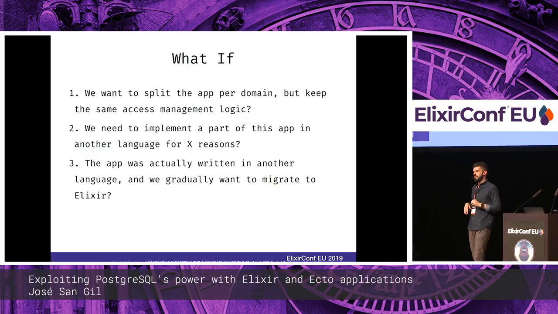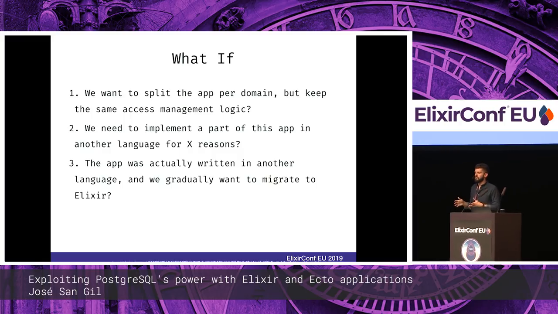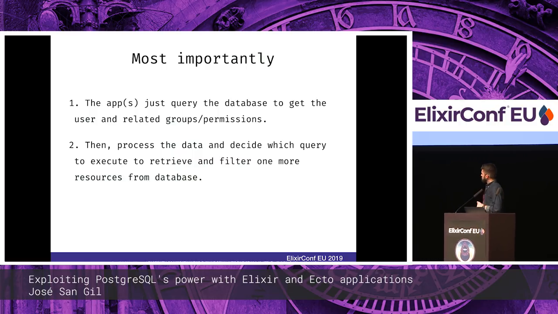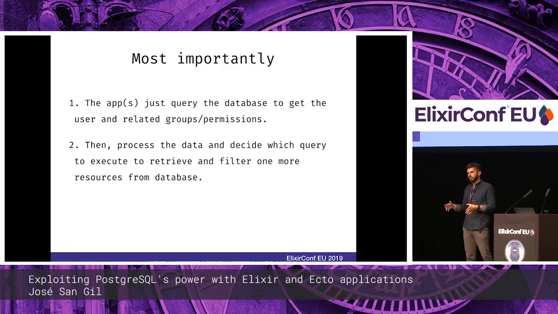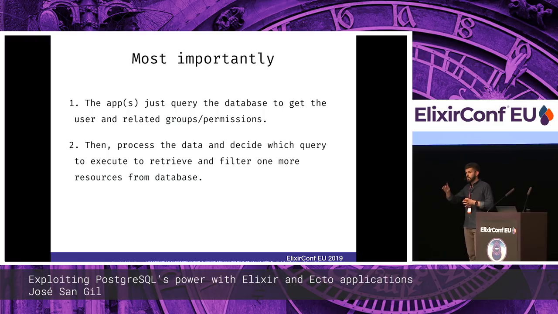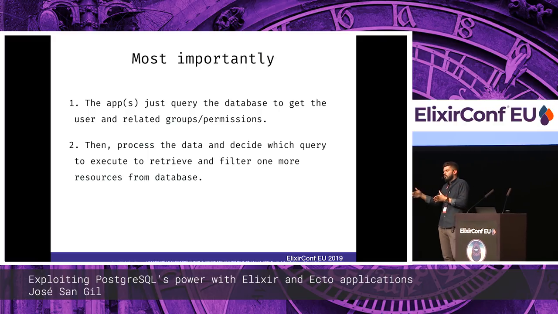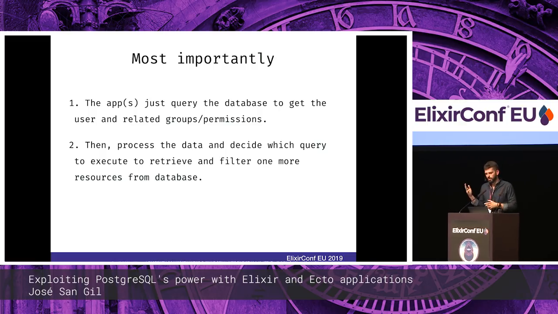So you'll find yourself re-implementing this access management to your resources. I mean, there are some alternatives to avoid the re-implementation, but all of them require more code and more software to maintain. And most importantly, you're going to realize that for every resource or every data structure you have in your application, you are continuously repeating these two steps. You are retrieving the user and all the metadata of that user, which are groups and permissions, and you are also processing that information, as we saw in the previous slide, to decide which kind of query you need to execute to retrieve the resources from the database that that specific user could read, update, or delete.